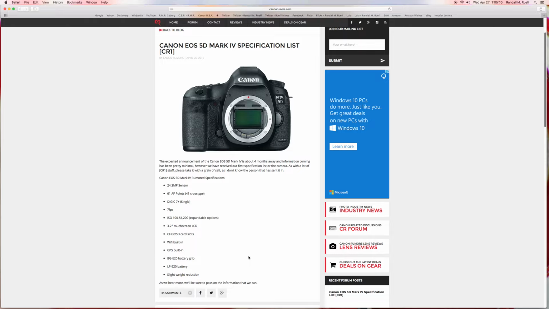So basically, let's overview it real quick. Now again, these are just rumors. These are from Canon Rumors, and they got them from somebody else. So it is what it is. But the Canon EOS 5D Mark IV rumors as of Wednesday, April 27th, 2016, are: 24.2 megapixel sensor, 61 autofocus points, a single Digic 7 processor, 7 frames per second, ISO of 100 to 51,200, 3.2 inch touchscreen display, non-articulated, CFast and SD card slots, Wi-Fi built-in, GPS built-in, BG-E20 battery grip, LP-E20 battery, and a slight weight reduction compared to the 5D Mark III.